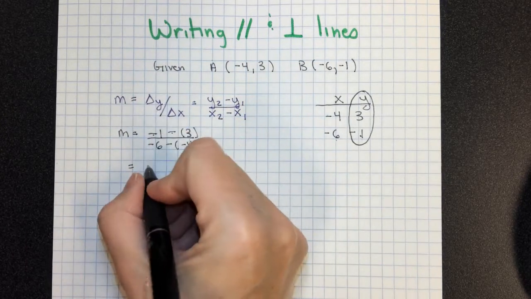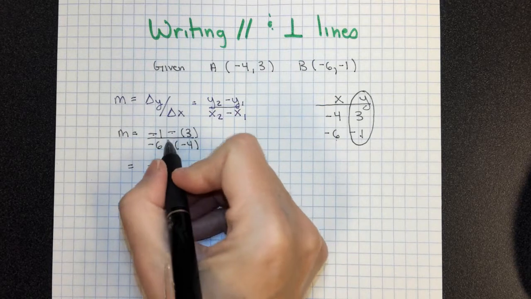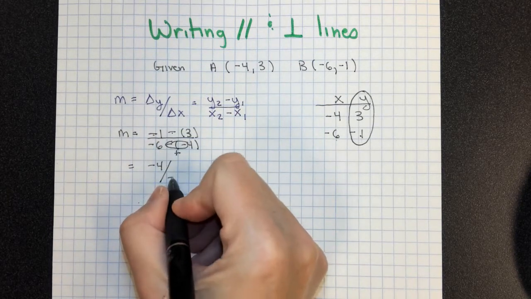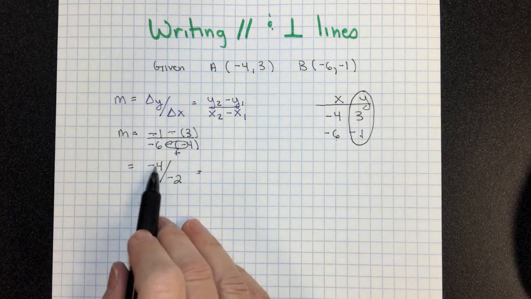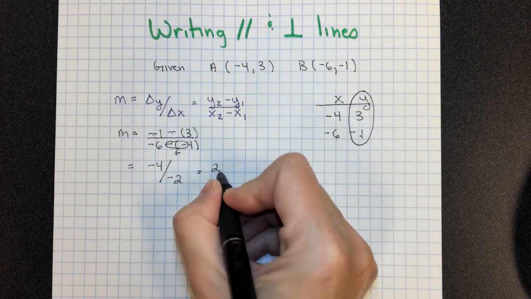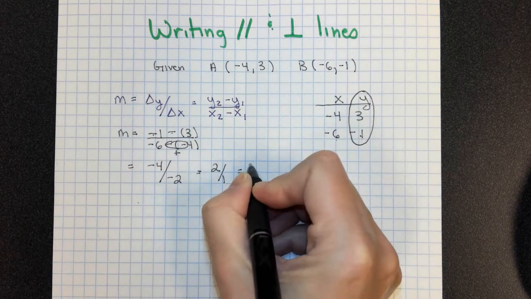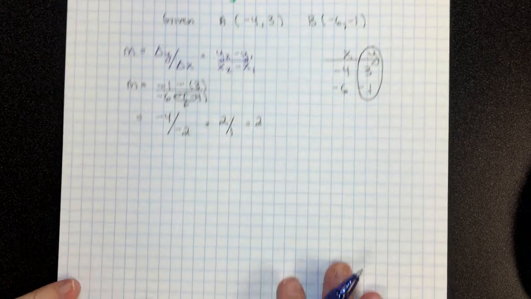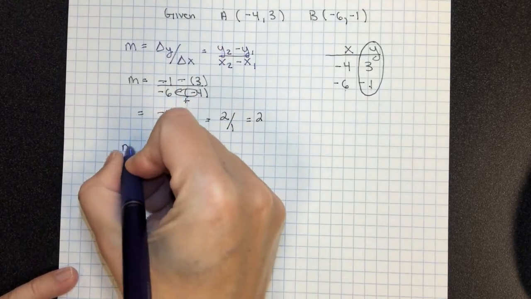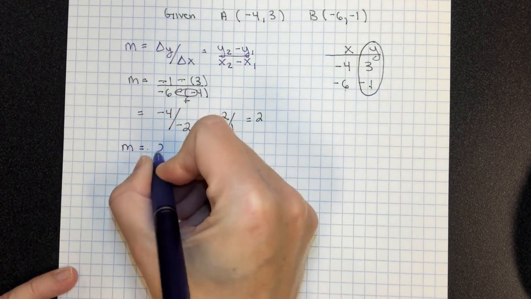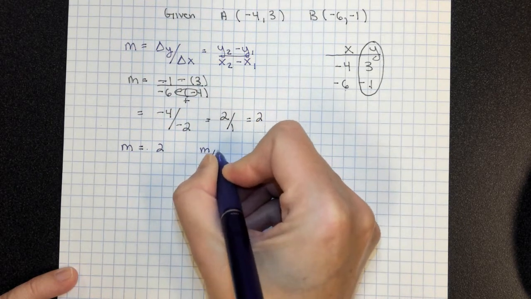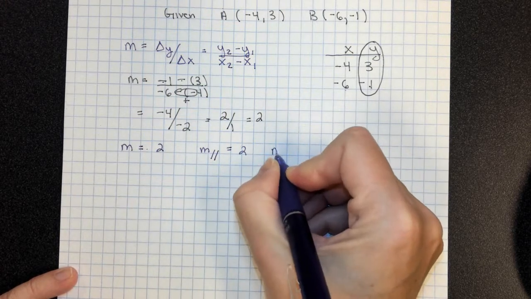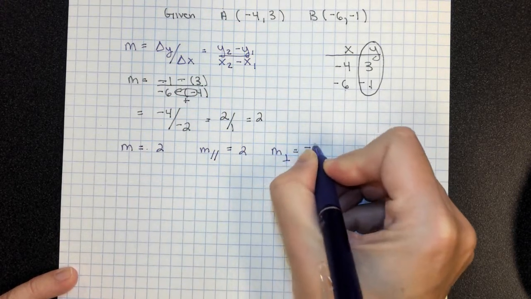-1 minus 3 is going to be -4. This is going to become a positive, so that's going to be -2. Remember that two negatives become a positive, so my slope is 2 over 1, but we'll just write it as 2. So what I always have students do to keep track of what they're doing is write me the slope, which is 2, the parallel slope, that's parallel, is 2, and the perpendicular slope is -1 over 2.